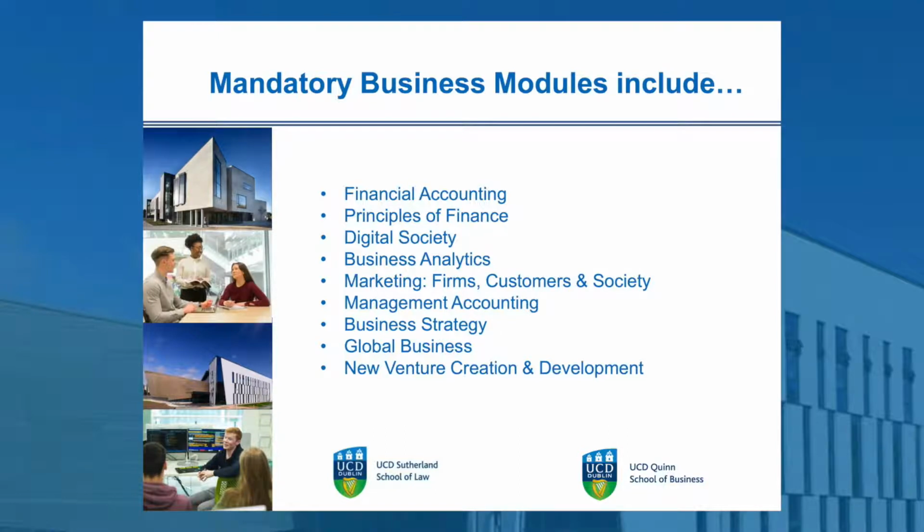As I said, these come from the range of business disciplines that we have here within our school. And here are just a sample outlined in the slide. We have financial accounting and principles of finance, digital society, business analytics, marketing, firms, customers and society, management accounting, business strategy, global business, and new venture creation and development. So these are a sample of the mandatory modules you would take as part of your B&L degree.